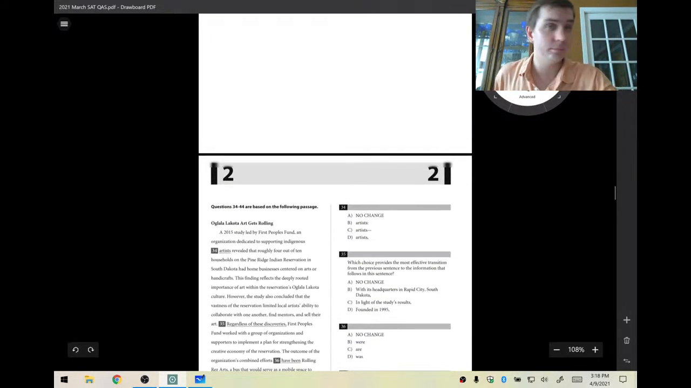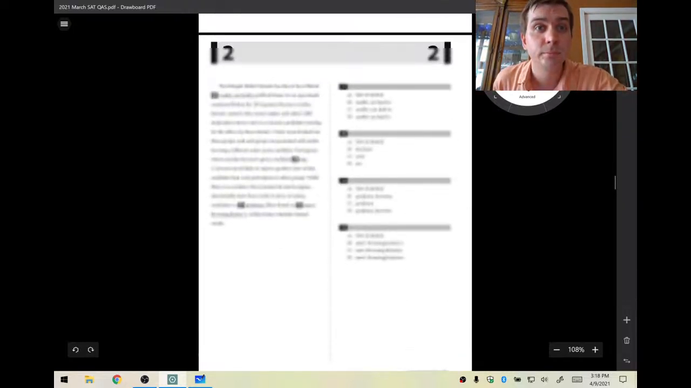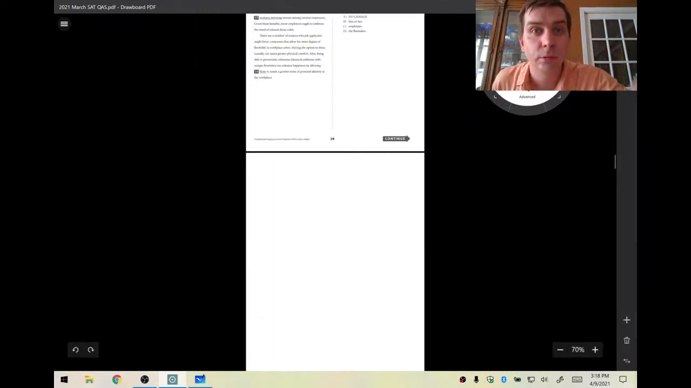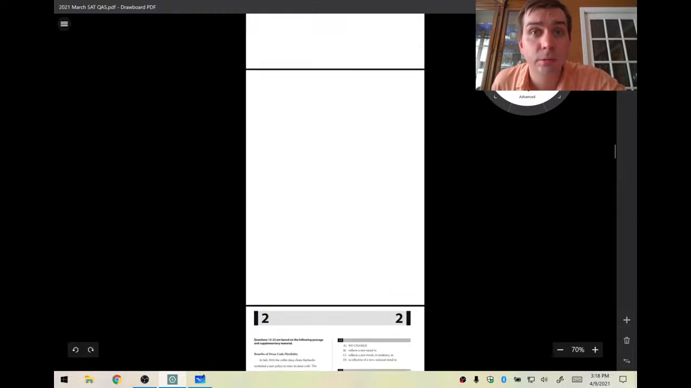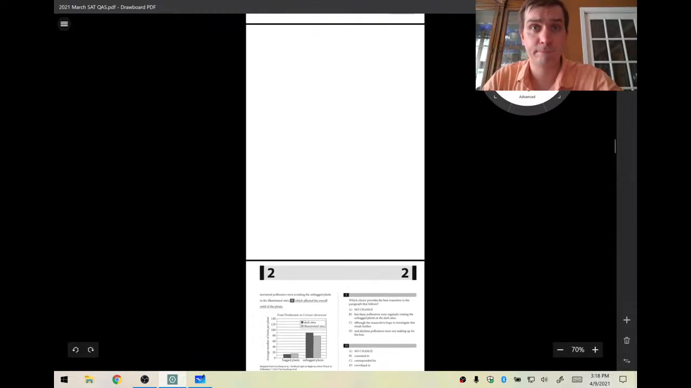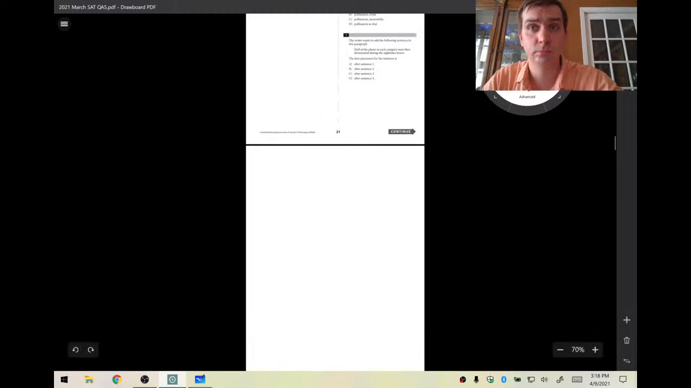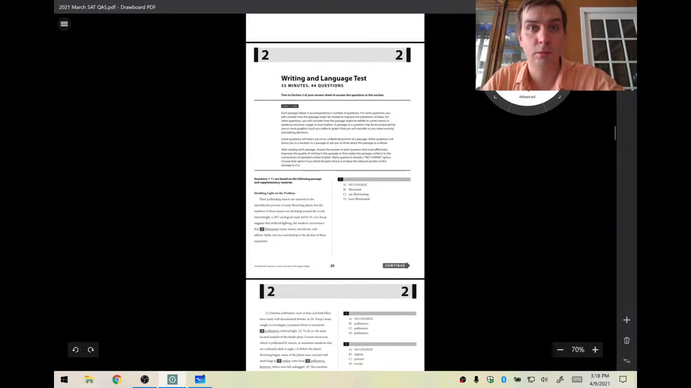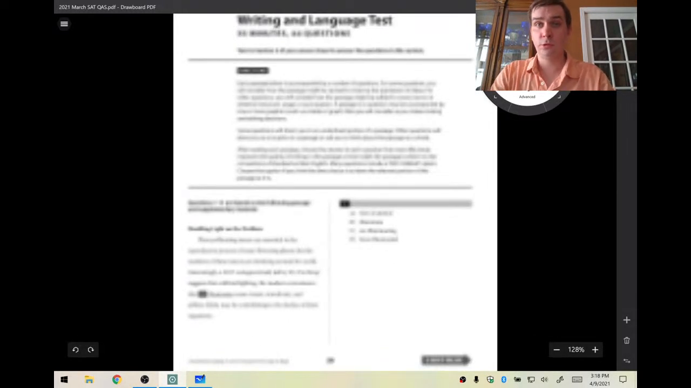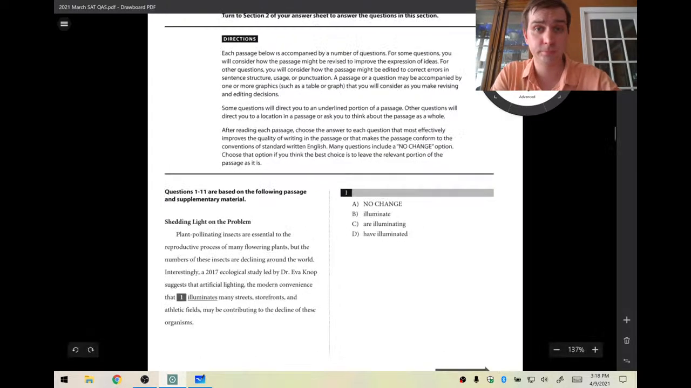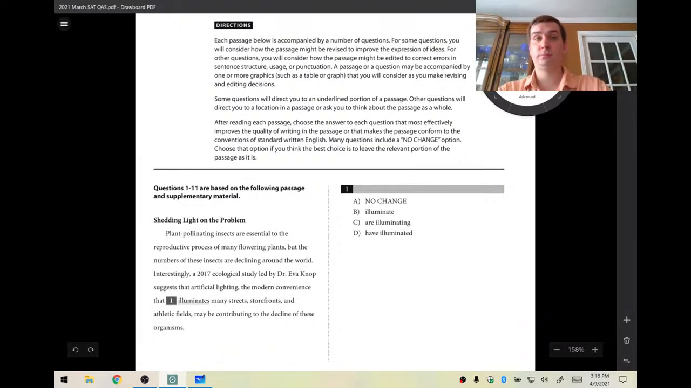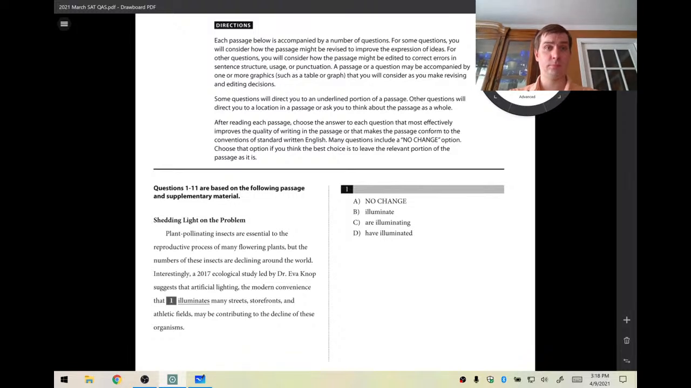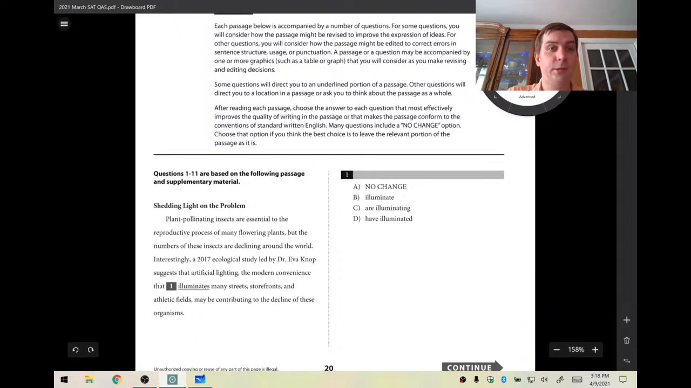Looking for this now. Alright. Where does it begin? Looks like it begins over here. There we go. So we'll start with this. This is section 2 for the English. All right, so the first passage is called Shedding Light on the Problem.